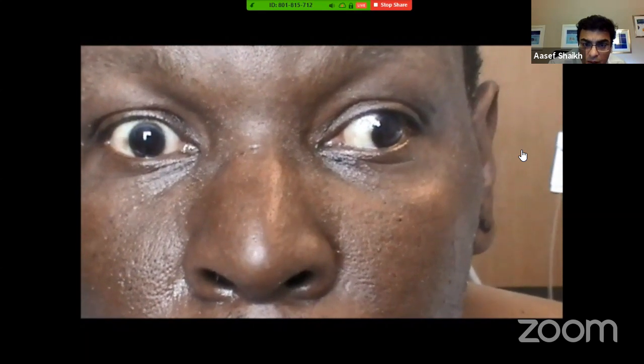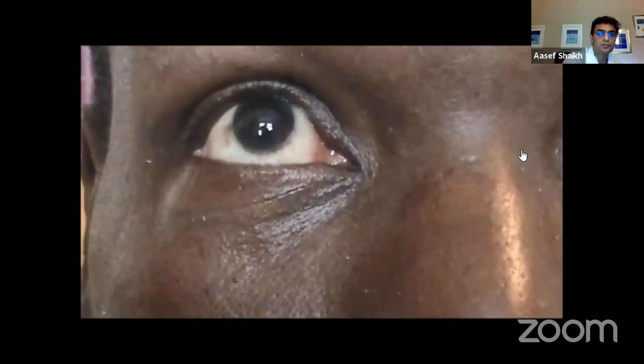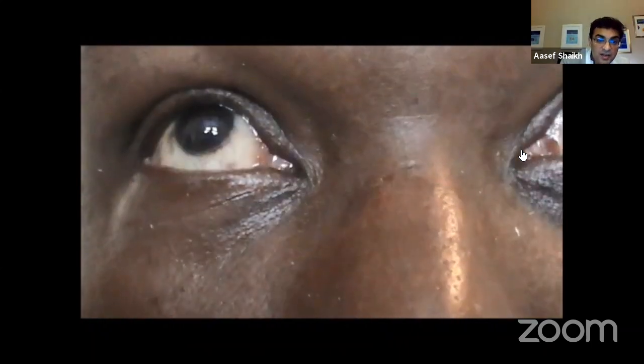And that upbeat is becoming quite prominent as he's looking up. And down gaze was normal. See, it is obvious here. As you can see, as he's looking more up, it is quite prominent. And his vergence was intact. So when we scanned him, he had an infarct in the pontomesencephalic junction.